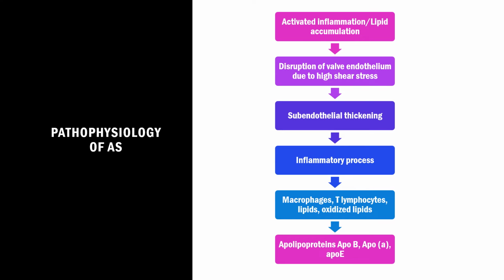Let's talk about the pathogenesis of aortic stenosis. Subendothelial thickening represents the early stages of aortic stenosis. It has an increased thickening of the aortic valve leaflets, which is characterized by an accumulation of inflammatory infiltrates, mostly macrophages, T lymphocytes, lipids, and oxidized lipids. Studies have also found that apolipoproteins, such as apolipoprotein B, A, and E, also with lipid foam cells and macrophages, have been found in the early stenotic valve lesions.